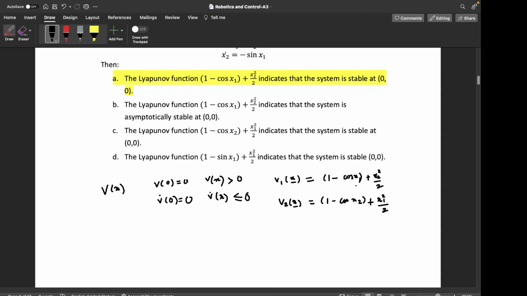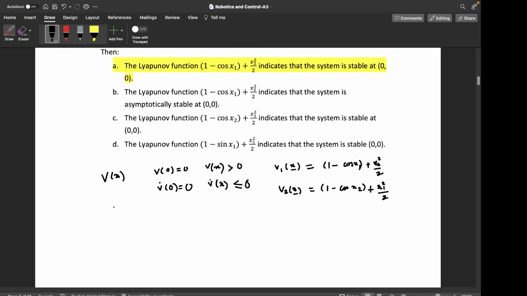Now we have to check the derivative of v to comment on stability, right? So if we find the derivatives of both these functions, v1 dot, right? So let's differentiate this. It will be sine x1.